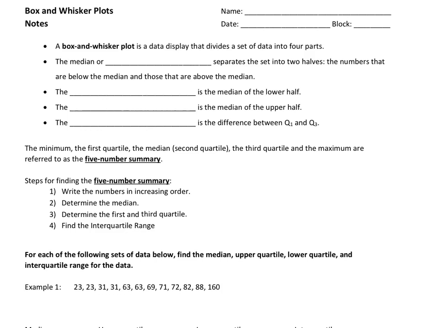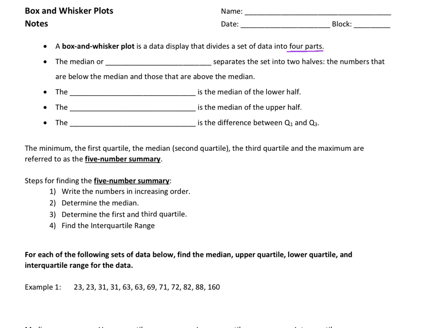In this video, we're going to talk about box and whisker plots and also about the 5-number summary. So the first thing we're going to talk about are the different parts of a box and whisker plot. A box and whisker plot is a display of data that divides a set of data into 4 parts.